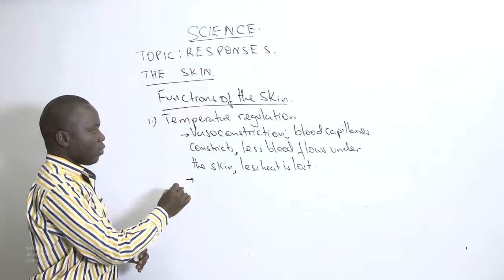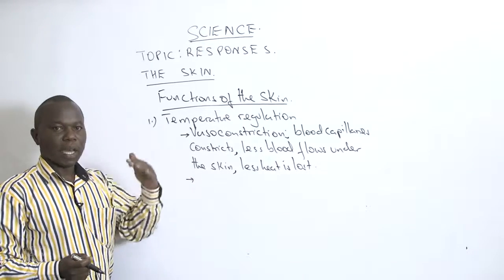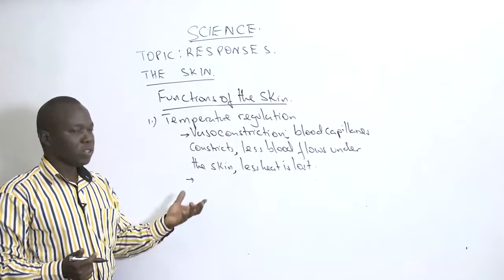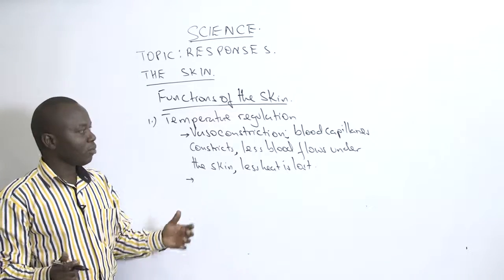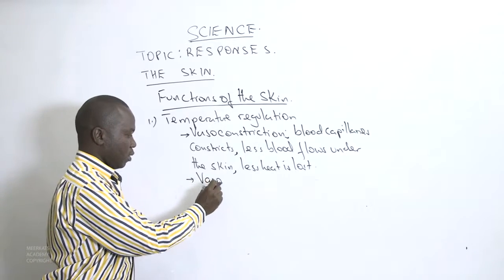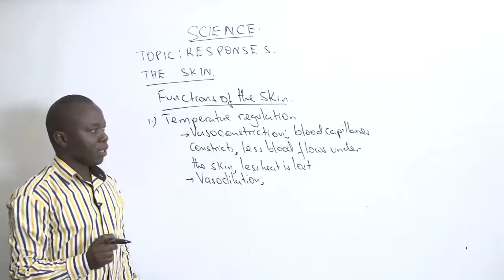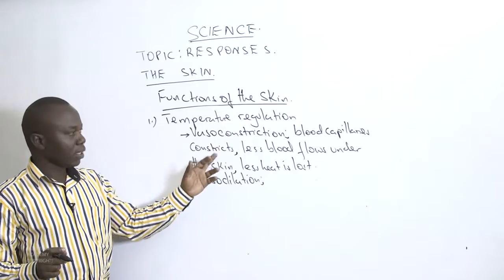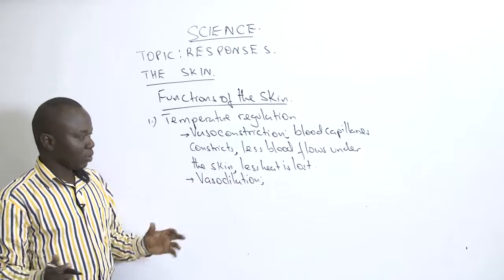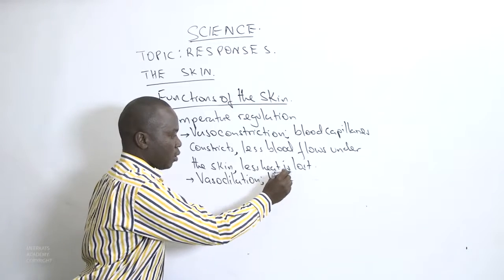Another way is through vasodilation. When the temperature is high, what happens is that the body must lose the excess heat. So the skin, being the largest organ, still will be involved through a process called vasodilation. Now vasodilation is thus the opposite of vasoconstriction. The blood capillaries, the lumen, is going to increase. Blood capillaries dilate.